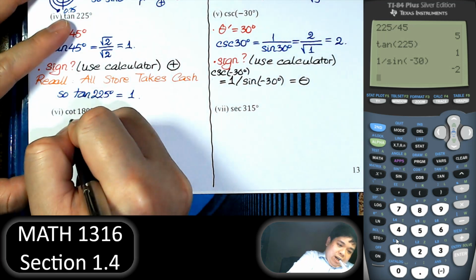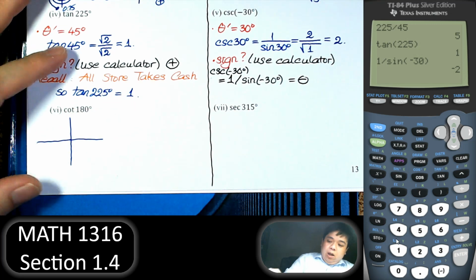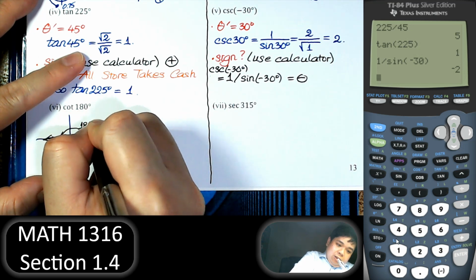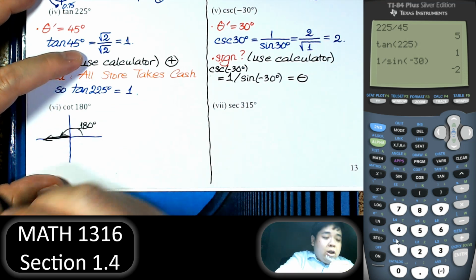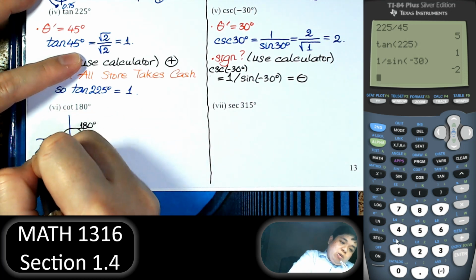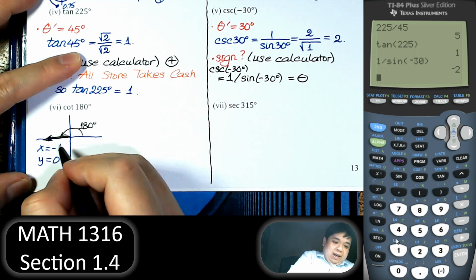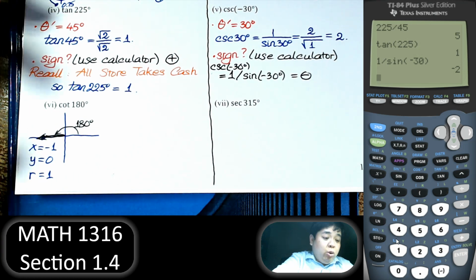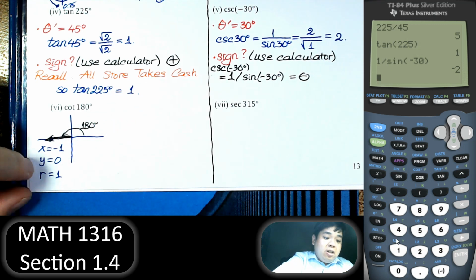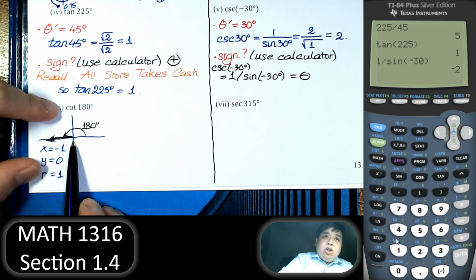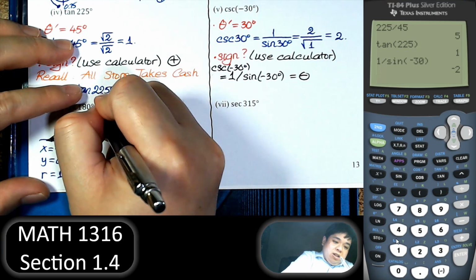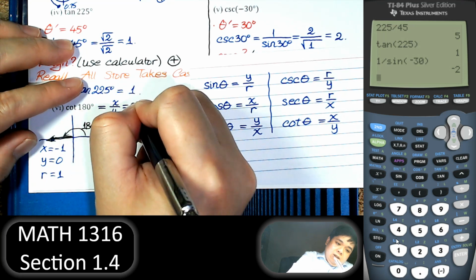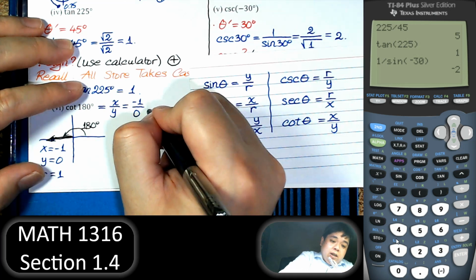So where is 180 going to be? It is going to be here, right? We can choose any point there, and I will choose x to be negative 1, y 0, and then r is equal to 1. You can choose any values. Could be negative 5, any negative number will do. Y equals 0 because it is on the x-axis, and r is the distance from that point to 0, so obviously it's going to be 1. And then cotangent, what is the definition of cotangent? X over y. Because that's undefined.